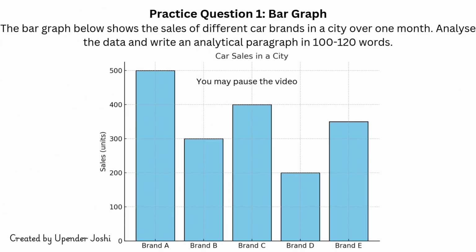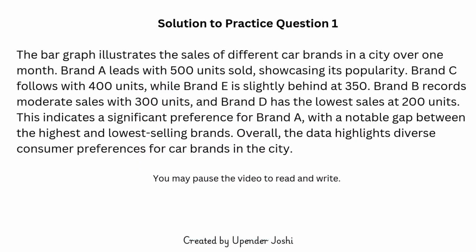Here's a practice question. The bar graph below shows the sales of different car brands in a city over 1 month. Analyze the data and write an analytical paragraph in 100 to 120 words. Pause the video and try writing your answer. You should take maximum 10 minutes to complete the task. As you resume the video, you will find its solution.